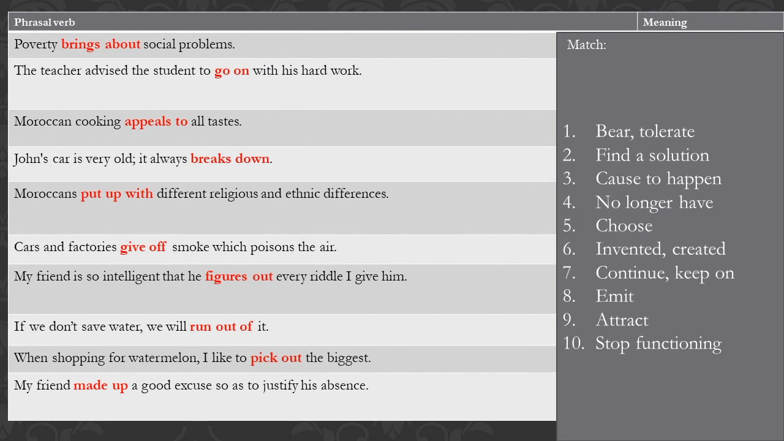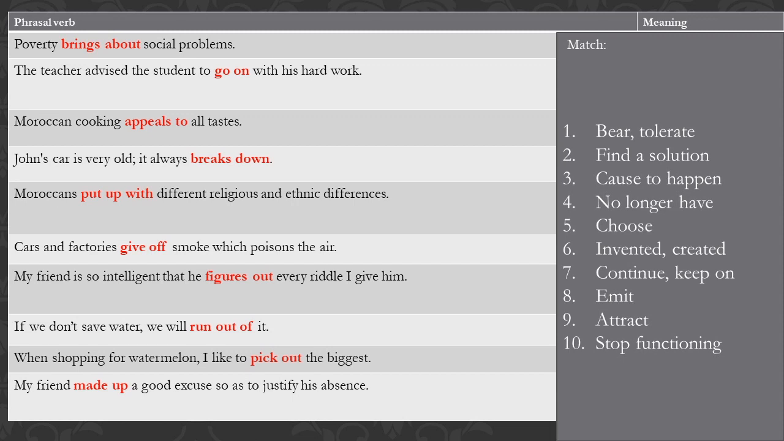So this is a matching exercise in which you need to match the sentences in which we have phrasal verbs highlighted in red with their meaning. So we have the first one, to bear, to tolerate. Number 2, to find a solution. Number 3, to cause to happen. Number 4, no longer have. Number 5, to choose. Number 6, invented or created.